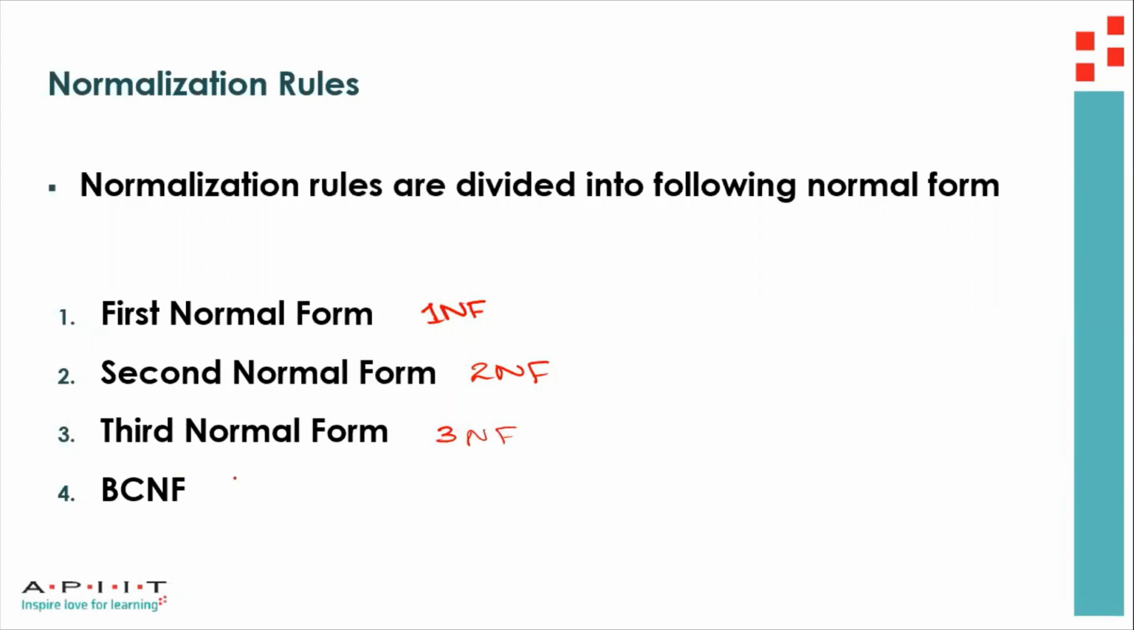Okay, and the BCNF, we can write it like this. The term BCNF stands for Boyce-Codd normal form. That's the idea, right? So now let's see one by one what the first normal form, the second normal form and the third normal form are, and then at last let's see what BCNF is, right?